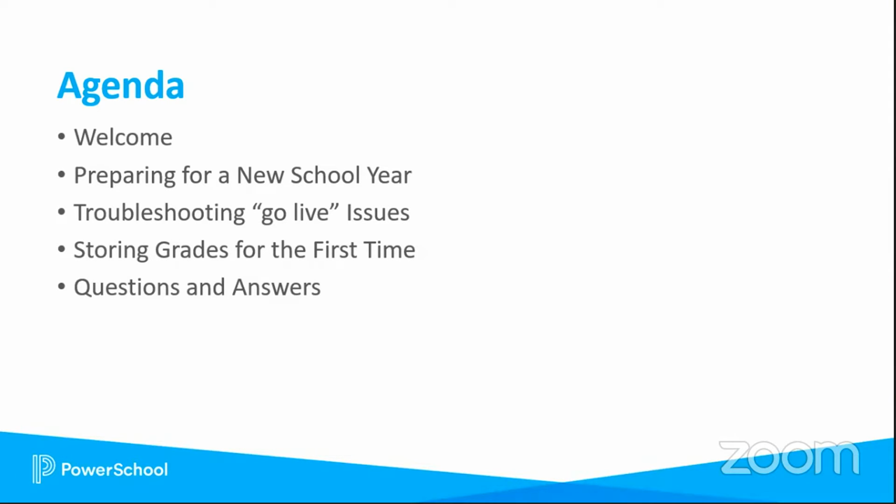The topics we're going to be going over are things that you need to review when you're preparing for a new school year. That's information that you should review after you've completed your end of year, every school year with PowerSchool. It's just verifying that all your data is set up and any changes that you need to make for the upcoming school year are made. And then we're going to go through some troubleshooting of some different go live scenarios that you may run into and how you can resolve them.